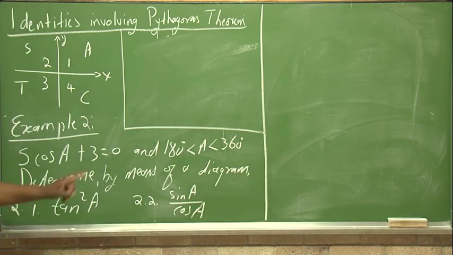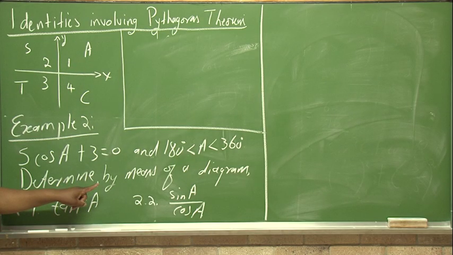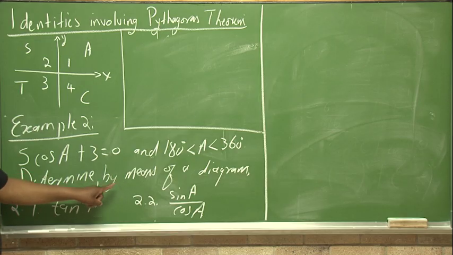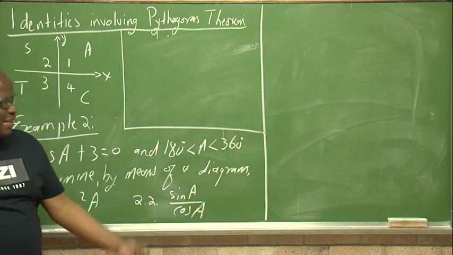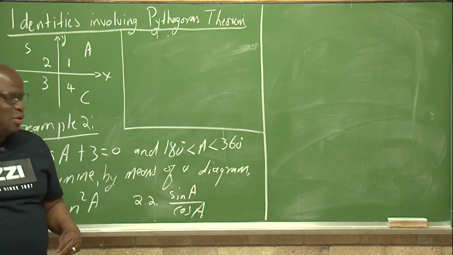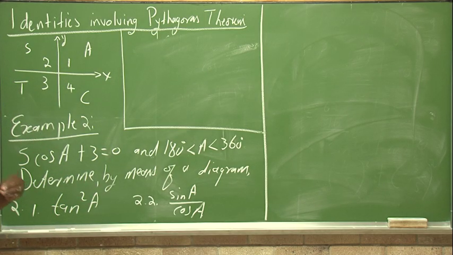More often, the examiner at the end of the year can say determine by means of a diagram, or they can say determine without using a calculator. Without using a calculator means you don't have to calculate the value of A. That is what it means if they say without using a calculator. So we need to draw a diagram there.